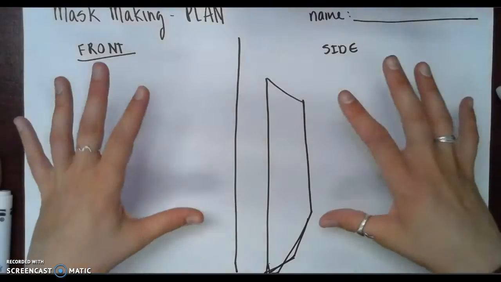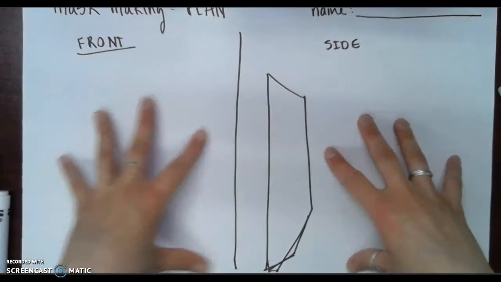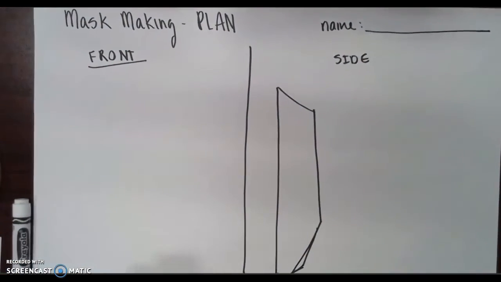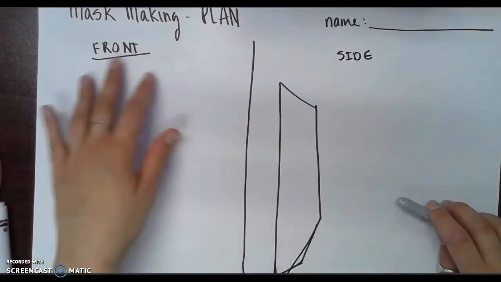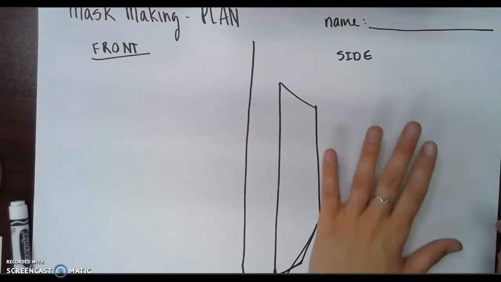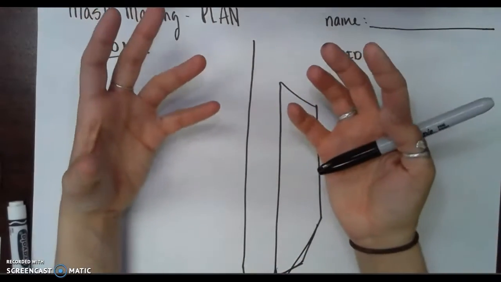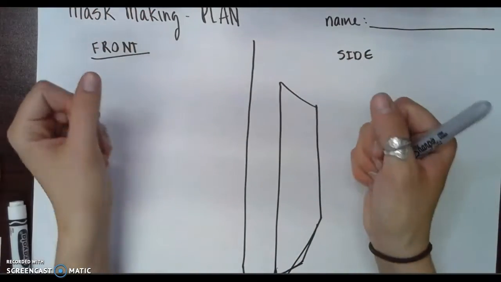All right, so I want you to sketch out an idea for your mask, and you're going to sketch out the front view and the side view. And keep in mind your three-dimensional features.